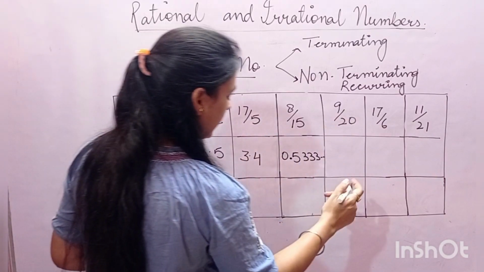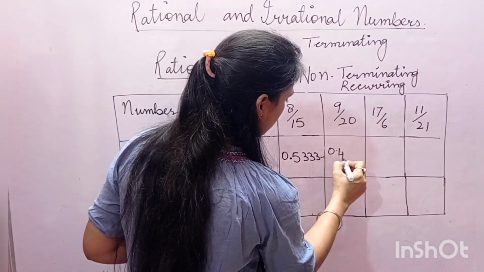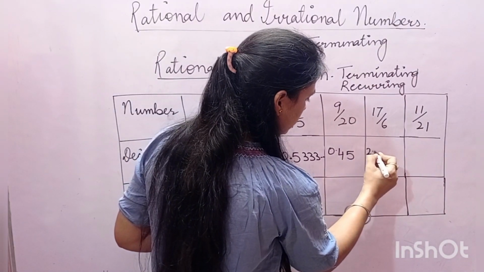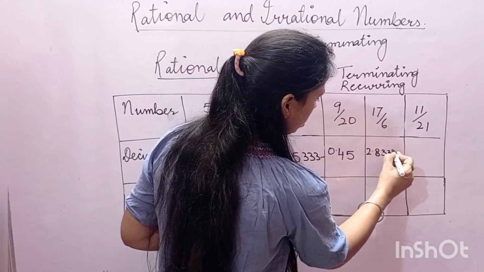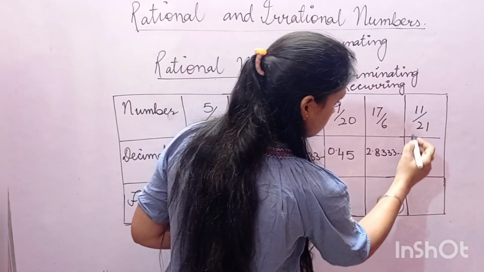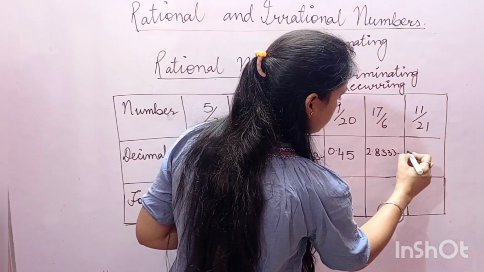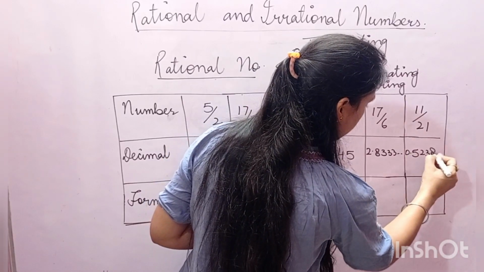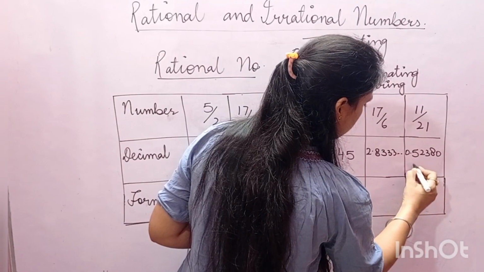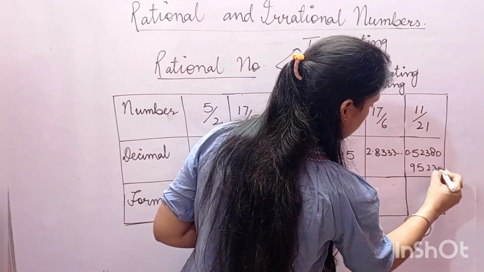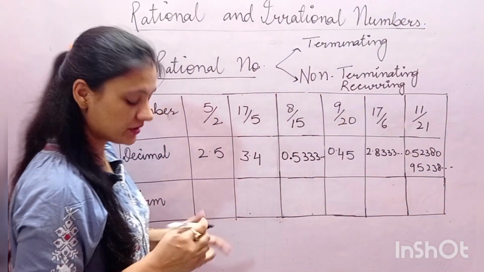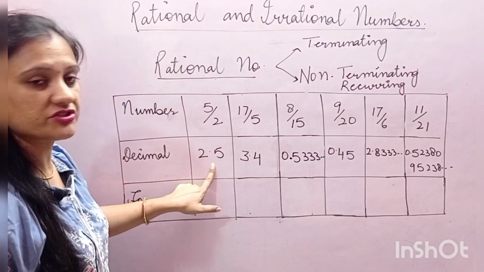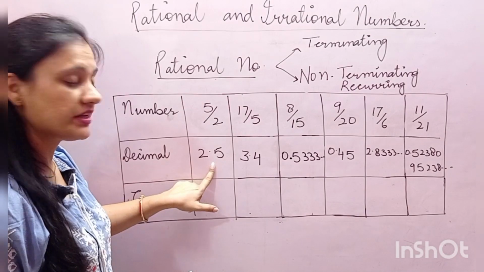Next, if you divide 9 by 20, you'll get 0.45. And when you divide 17 by 6, you get 2.8333, and so on. For 11 divided by 21, you get 0.95238, and so on. Right? Now you can easily see that the number which is terminating is called a terminating rational number.